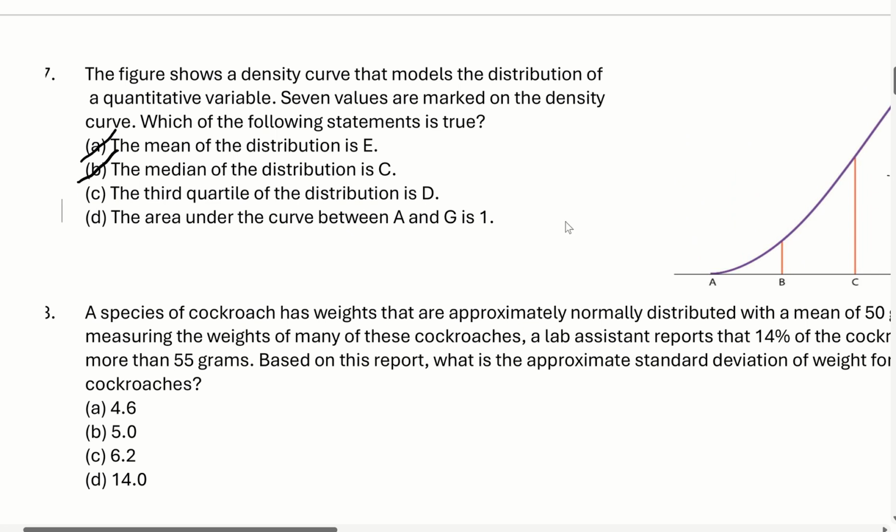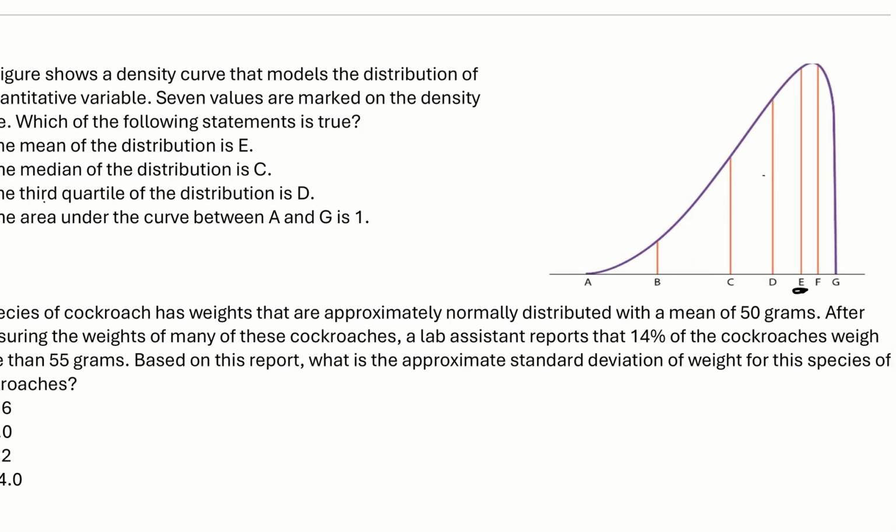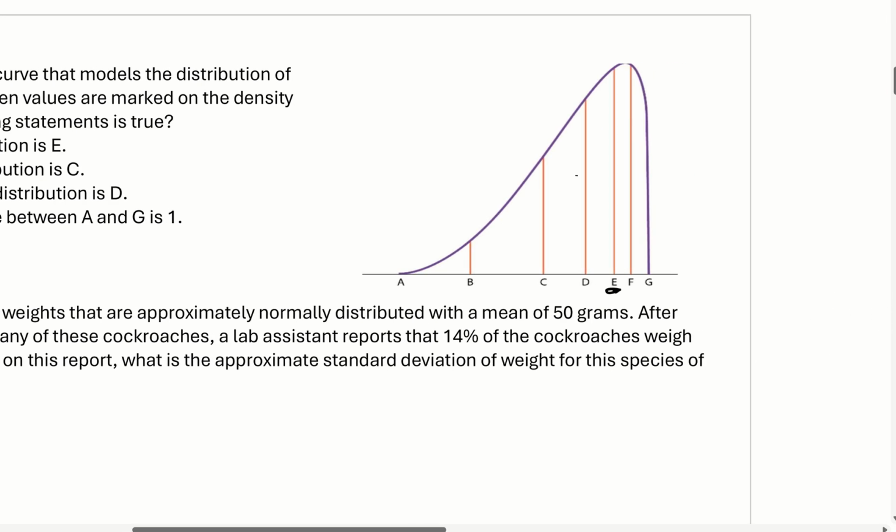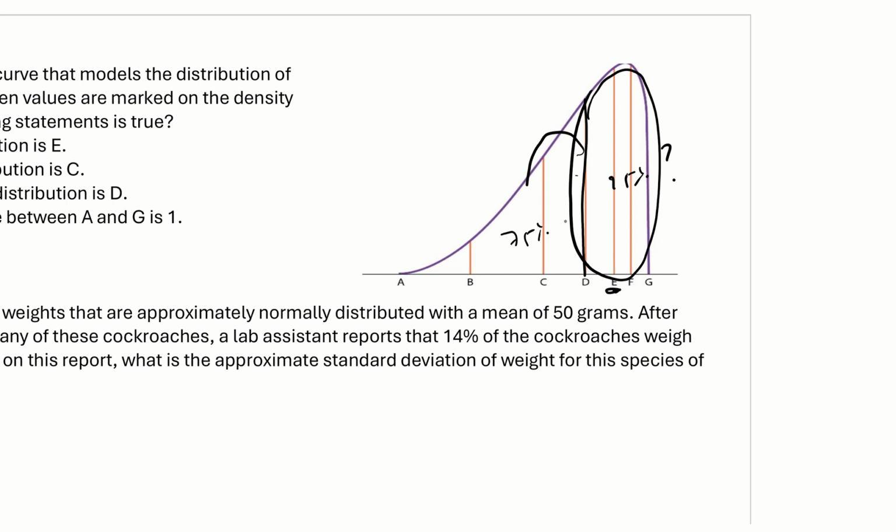C, the third quartile of the distribution is D. Third quartile is where you have 75% on the left and 25% on the right. So if we got D, they're saying that this is like 75%-ish and 25%-ish. Is that really true? That means that 3 of these are going to need to fit into here. Is that really true? I don't think that's true.